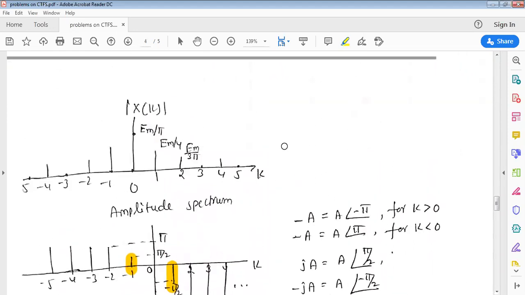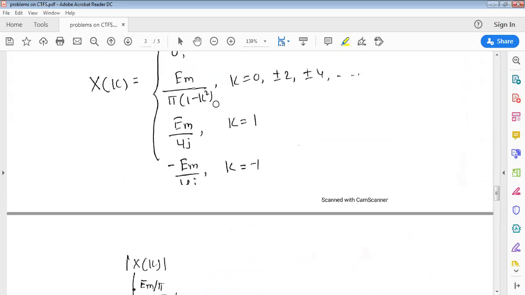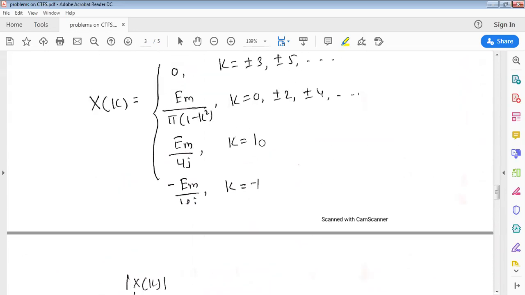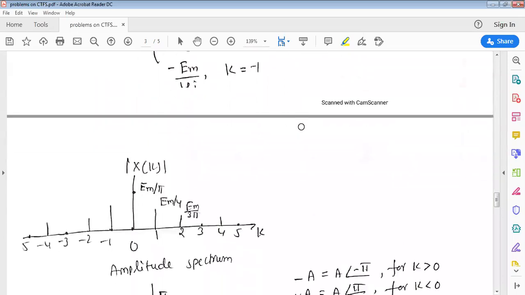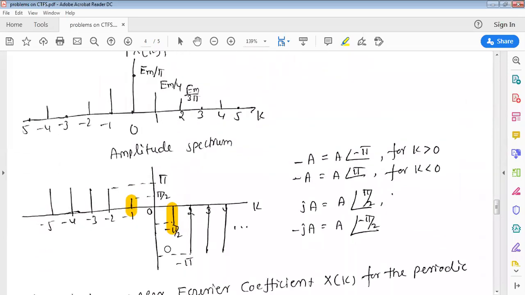Let us take at 2. What's the value at 2? So at 2, what is the answer? X of k, this angle will become Em by some value. Okay, so I am not interested in the magnitude, whether it is plus pi or minus pi. So when it is 2 square, it will become totally minus. So minus 1 by pi I am going to get. When k is more than 0, it will become minus pi.